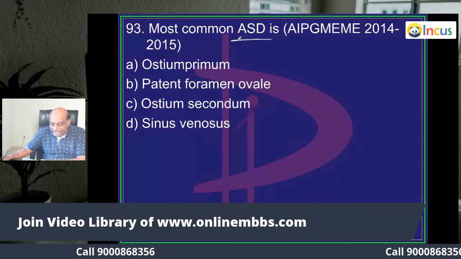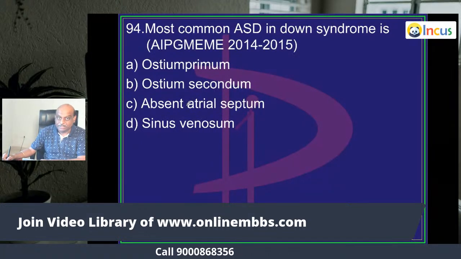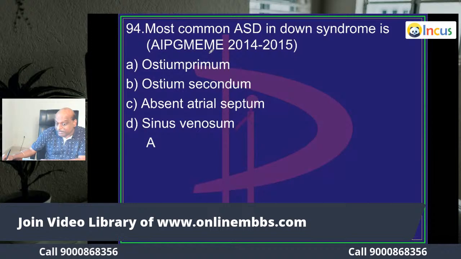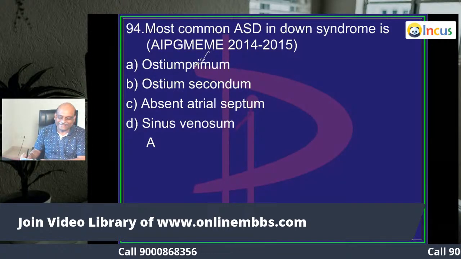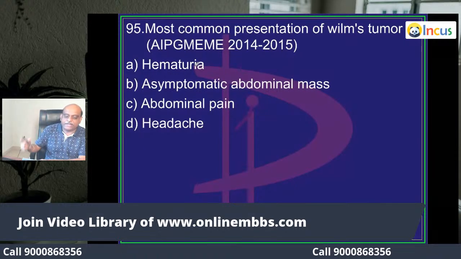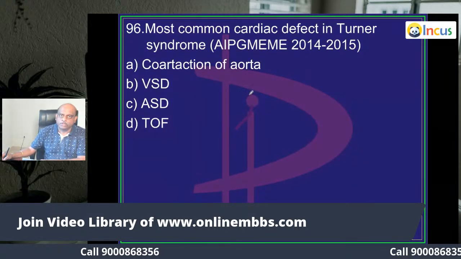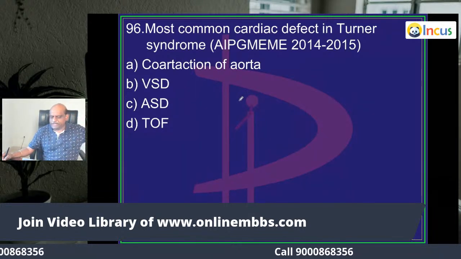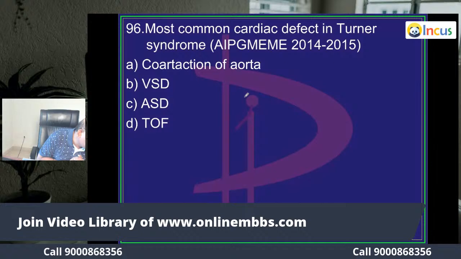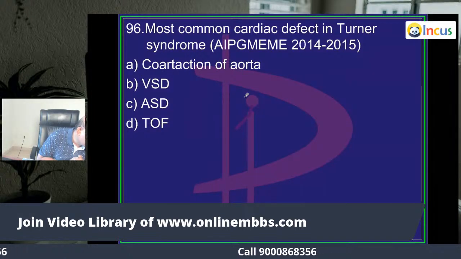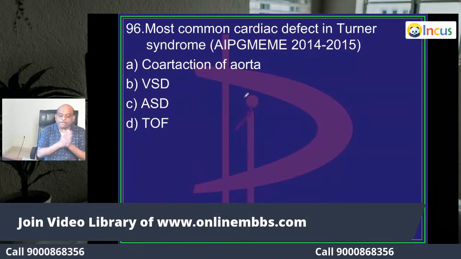The most common ASD is ostium secundum. The most common ASD in Down syndrome is primum. Right? Now you understood, didn't you? The most common presentation of Wilms tumor is an asymptomatic abdominal mass. The most common cardiac defect in Turner syndrome. Who is going to give me the correct answer? Most common cardiac defect in Turner syndrome.